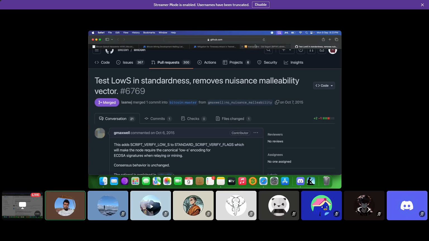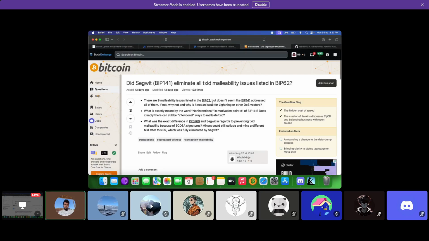The other 8 were proposed by BIP 62, but BIP 62 fixes transaction malleability without segregating the witness data. All forms of transaction malleability, there are 9 different ways in which a transaction ID can be malleated. All 9 of them come from the script sig. All 9 of them come into existence by manipulating the script sig.